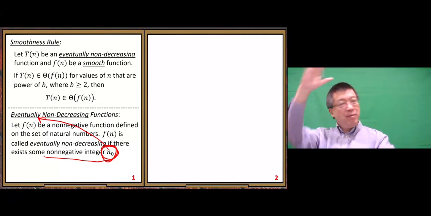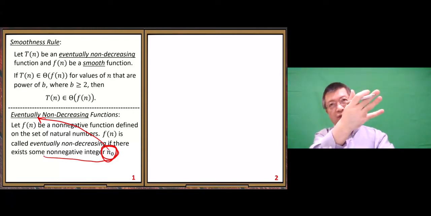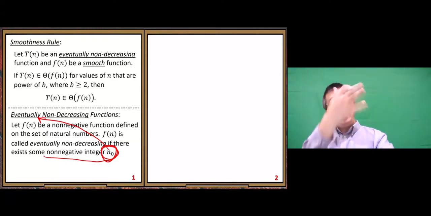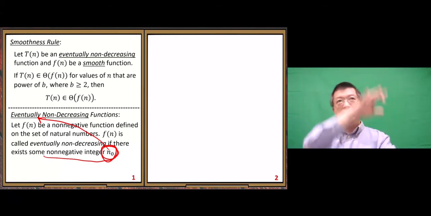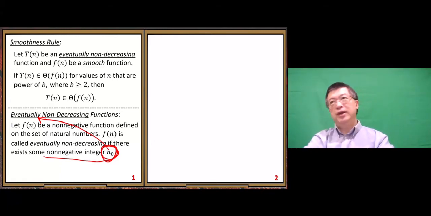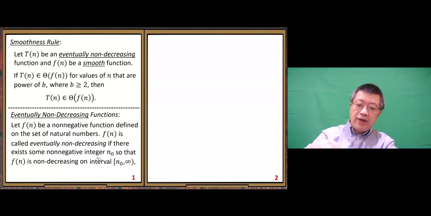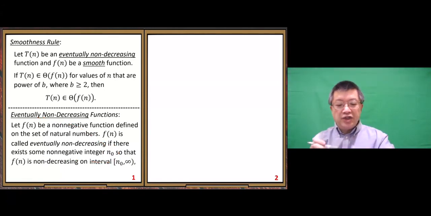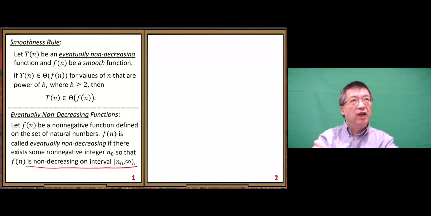Okay, so that part I used overhead to explain before, right? So sometimes we need to pay overhead on that messy part, the not good part. All right. So that f of n is non-decreasing in this interval.